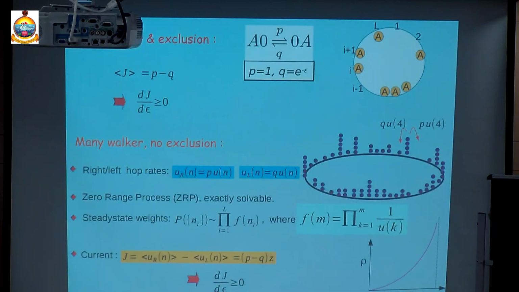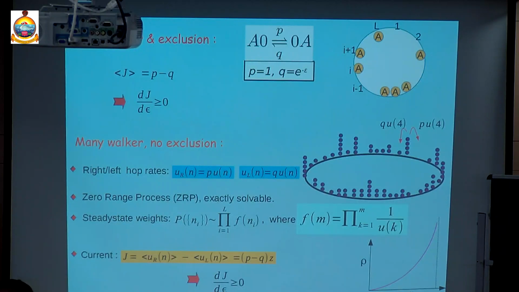Now let us complicate it a little more. Many walkers, no exclusion. There are many particles, but there is no exclusion. One model is that you have a lattice, and each site can now occupy many particles. The particle can move to left and right with a rate depending on a function u of k, the number of particles. If the site has k particles, it moves to the right with p u(k) and to the left with q u(k). If the number of particles is 1, then it moves right with p u(1) and left with q u(1). This model can also be solved. I am not going to say details.